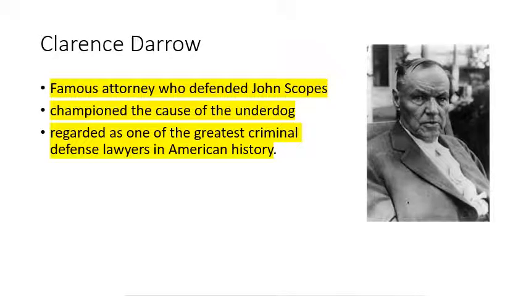Scopes gets a big trial, called the Monkey Trial, and the ACLU brings in Clarence Darrow. He's one of the most famous attorneys in the United States. He's known for taking on and helping the underdog in big criminal defense cases. And he's regarded as one of the greatest defense lawyers in American history. He's going to defend John Scopes in the tiny town of Dayton, Tennessee. And the media descends upon this town in southeastern Tennessee.